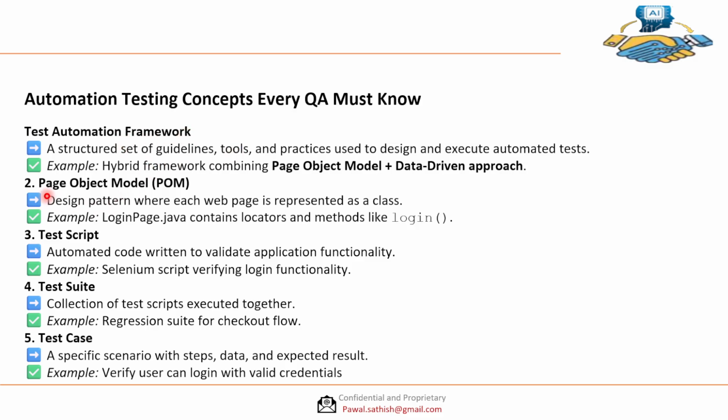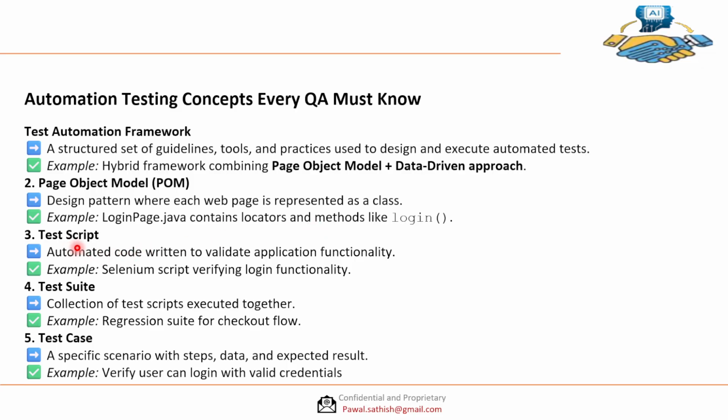The next is the page object model. It's also called form model. It's a design pattern where each web page is represented as a class. For example, LoginPage.java contains the locators and all the related login page methods, like login with valid username, valid password, then error message. We'll write all the methods here.